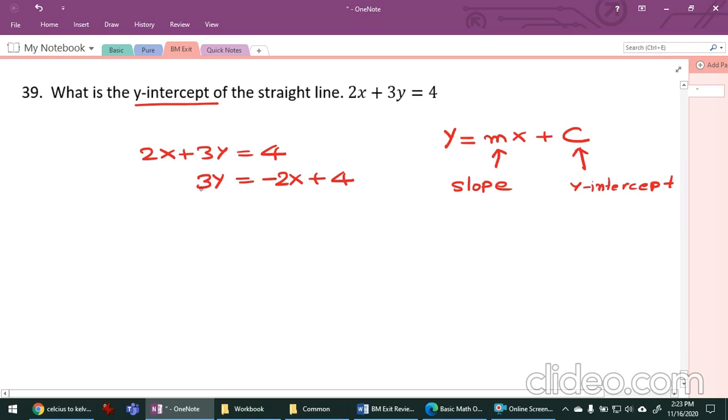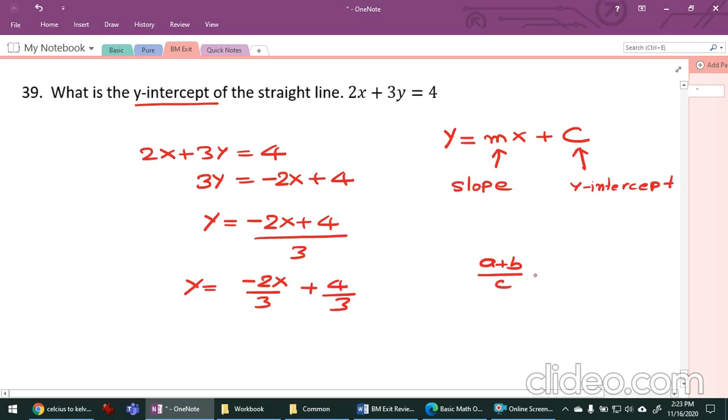Now I don't want this 3 here. So 3 will go down: y equal to minus 2x plus 4 by 3. Okay, I can separate this. I can write minus 2x by 3 plus 4 by 3. I will give this 3 here and here. We know that a plus b by c means a by c plus b by c. I can separate it like that. Now look here. What is the slope? Minus 2 by 3. The number before x, the coefficient of x, is called the slope. So minus 2 by 3 is the slope.